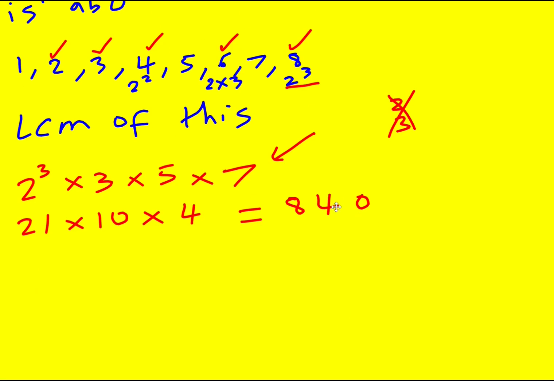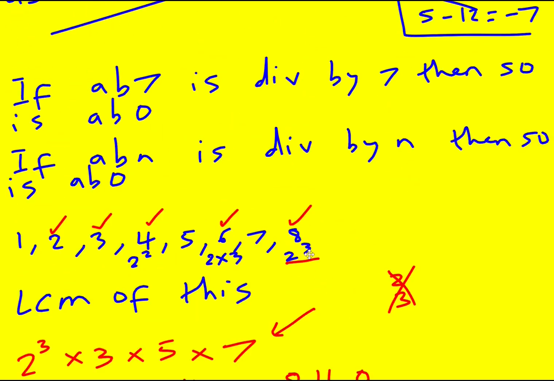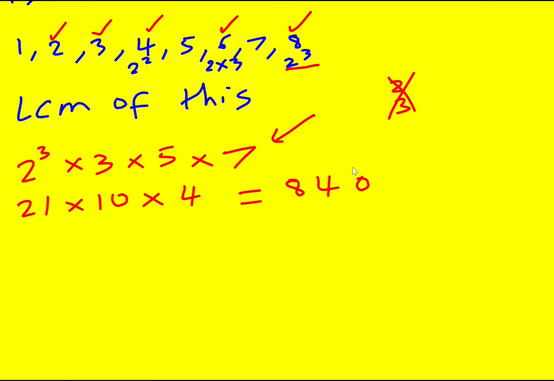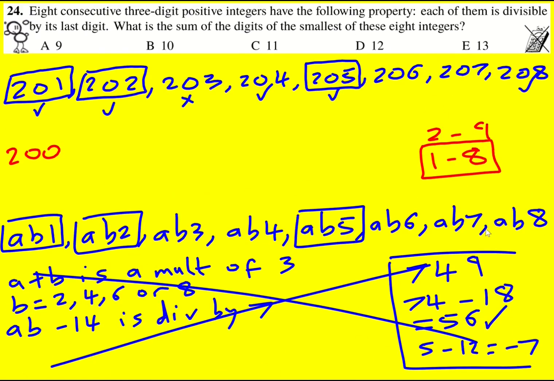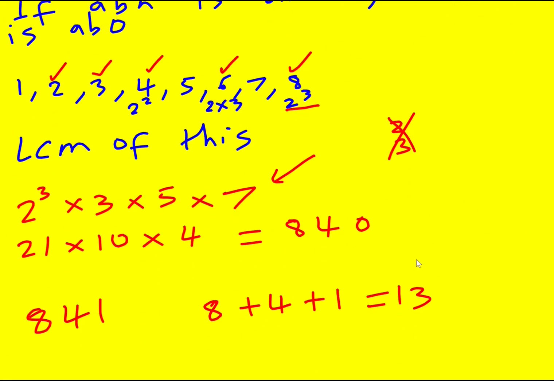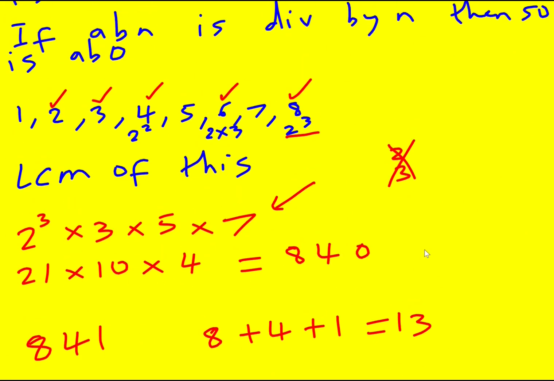And therefore, if I add on 7, for example, it will still be divisible by 7. And so the sum of the digits of the smallest of these 8 integers, well, the smallest is going to actually be 841. So I'll get 8 plus 4 plus 1, which will give 13. And that is the answer. Okay, this is question 24. That little step to realize that isn't easy, but I hope you're happy with it.